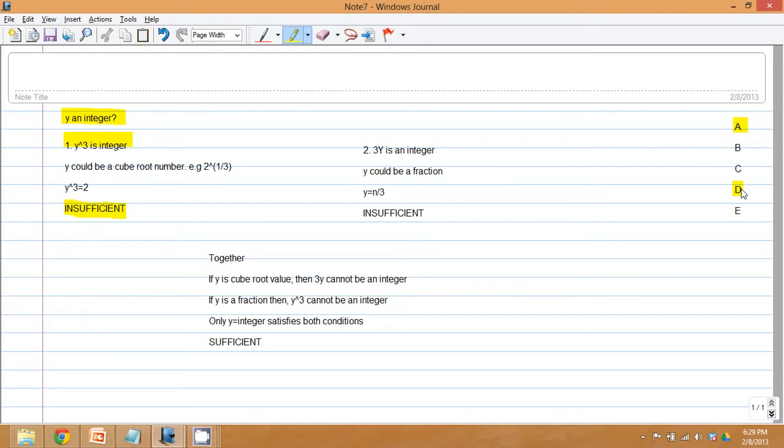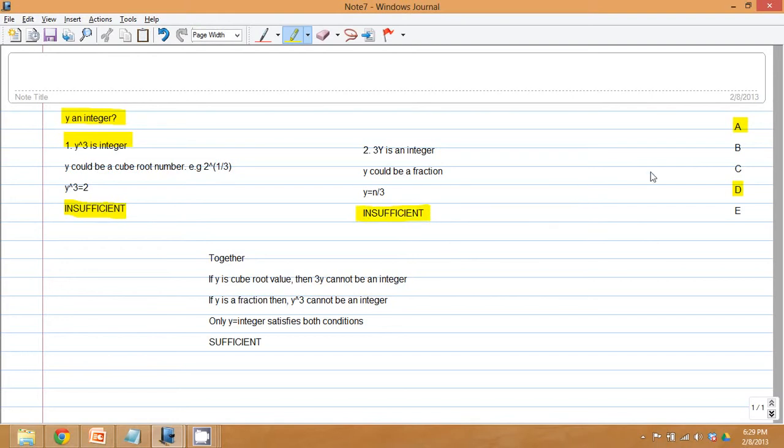Now what if y was a fraction? What if y was something like 7 by 3, or some x by 3, and I multiplied it by 3? It would definitely give me an integer, but then y would not be an integer. So irrespective of whether y is a fraction with denominator 3 or an integer, I might get an integer as a value for 3y. So this is definitely not sufficient, because it gives us possible answers where y could be a fraction or an integer.